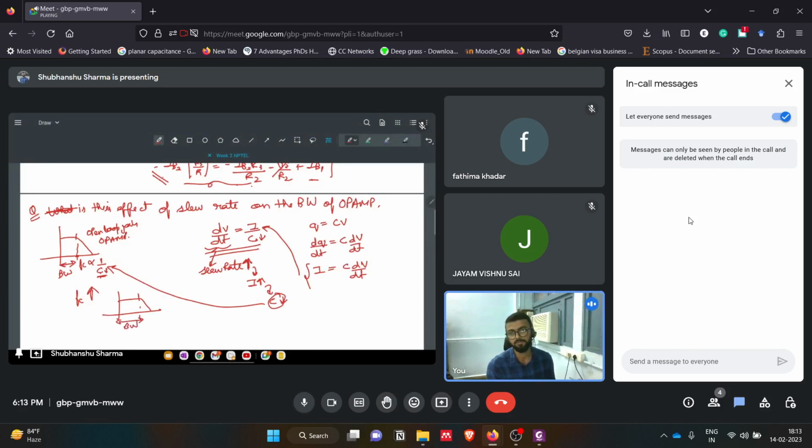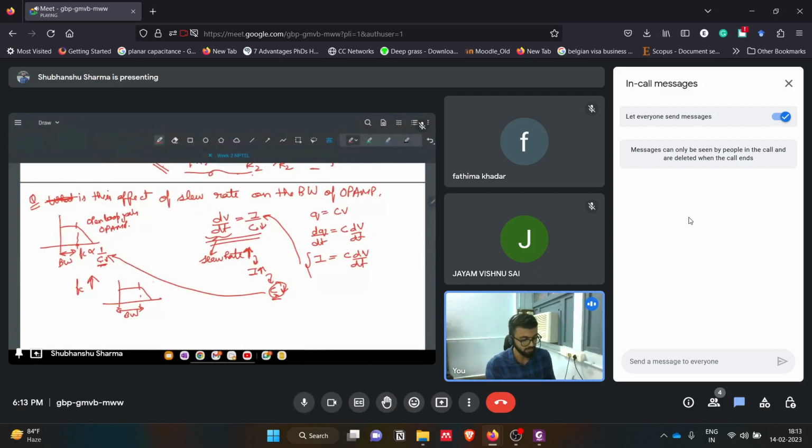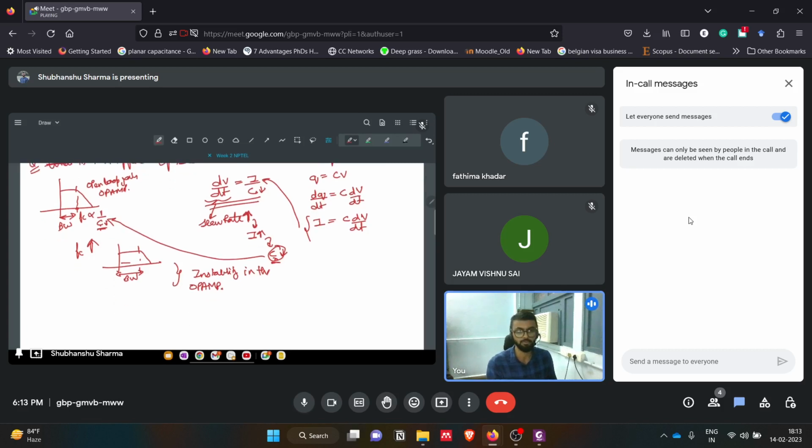So this was the relation between the compensating capacitor, the bandwidth and the slew rate. One will ask, then we can reduce the capacitance and increase the slew rate, and at the same time we will be increasing the bandwidth also. But the issue here is that there will be instability in the op amp, so we cannot simply keep on decreasing the capacitance. That's why we have to go for some trade-off.